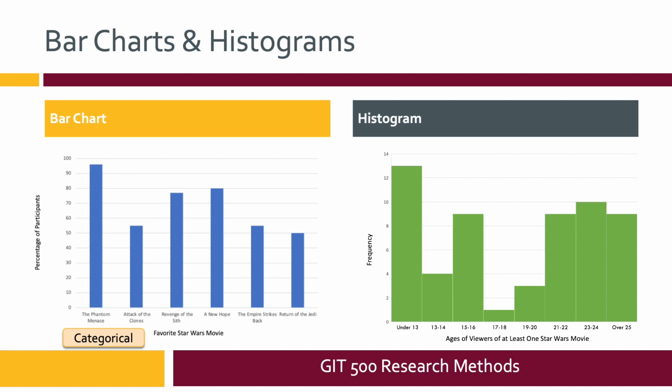A histogram is different because it is going to display numerical data rather than categorical data. Although the numbers can be in categories like you see below, they can be organized to show them that way, but they are still an infinite number of answers that you could have as a result from your question. So that is considered a numerical value, and you would use a histogram.